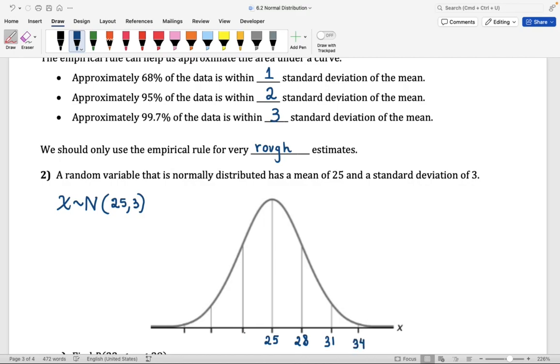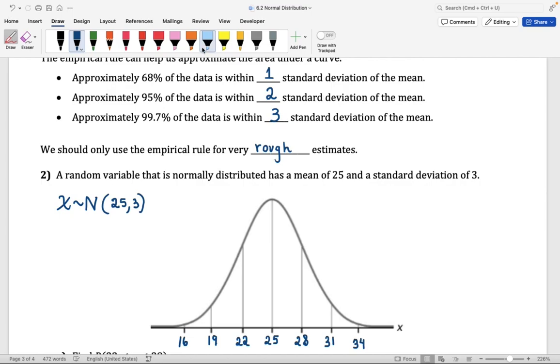Now let's go ahead and label the standard deviations on the left. On the left, we have 22, marking the first standard deviation on the left. Then we have 19, which marks the second standard deviation on the left. And then 16, which marks the third standard deviation on the left.